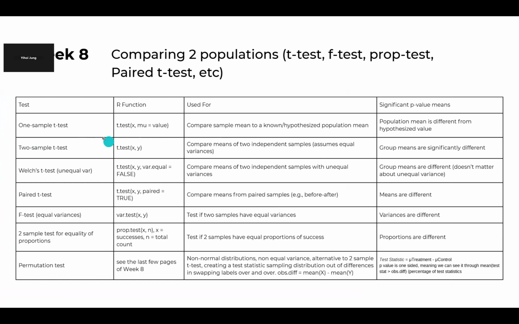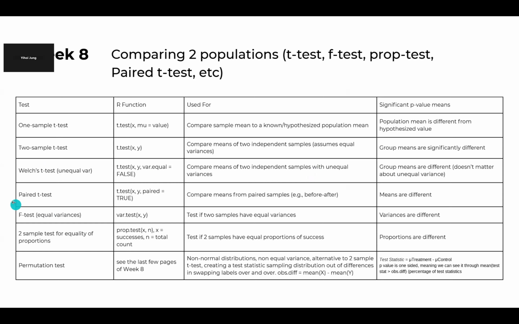For the two sample t-test, we compare two independent samples. One thing to note here is that we assume equal variance, so we're assuming both of these samples have equal variances to use this two sample t-test. But let's say we don't have that assumption. If the question says there might not be equal variances, then it's safer to use the Welch t-test. To run the Welch t-test, all you have to do is set var.equal to false in the t-test function. This compares the means of the two independent samples with unequal variances.